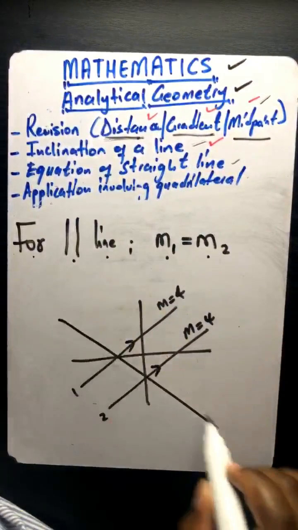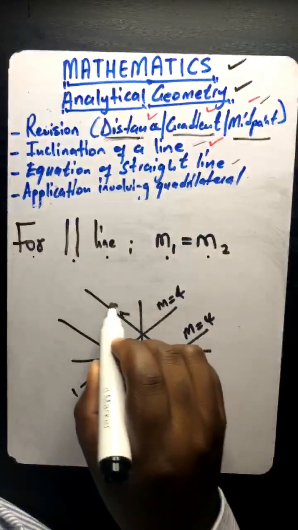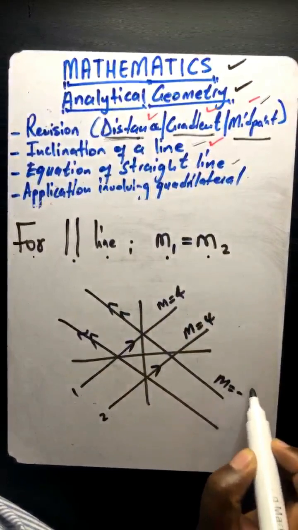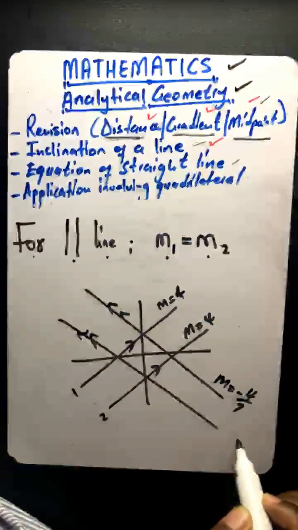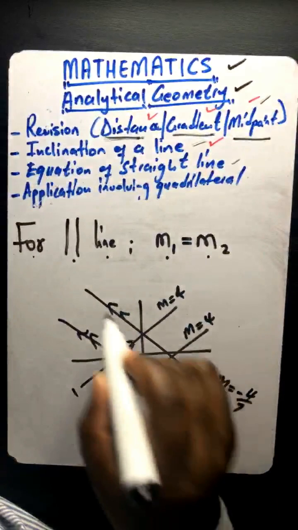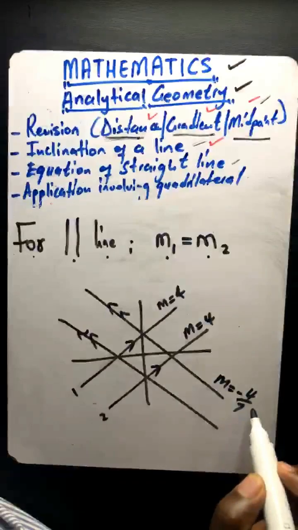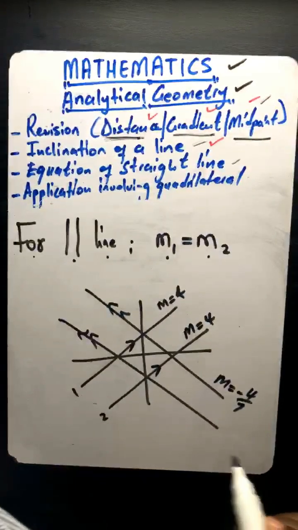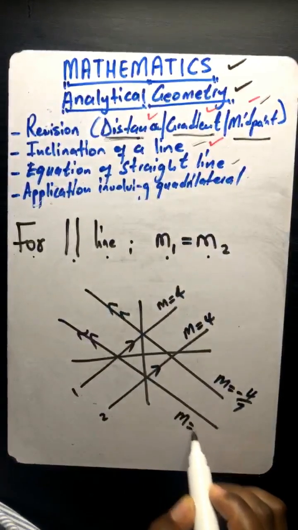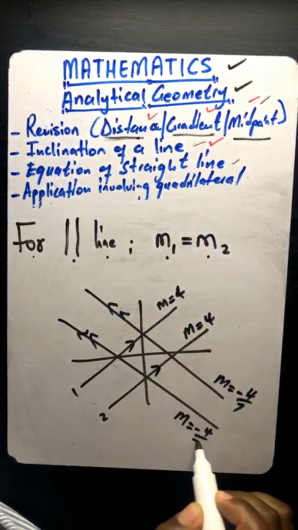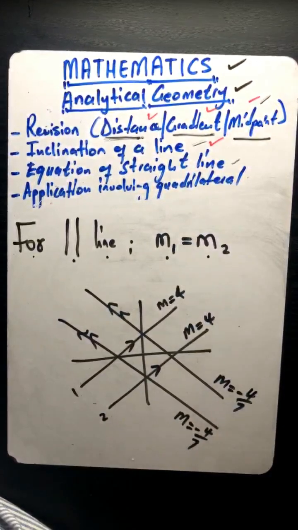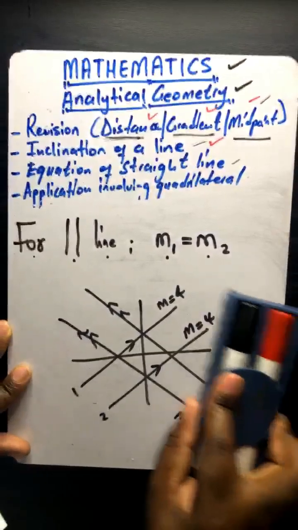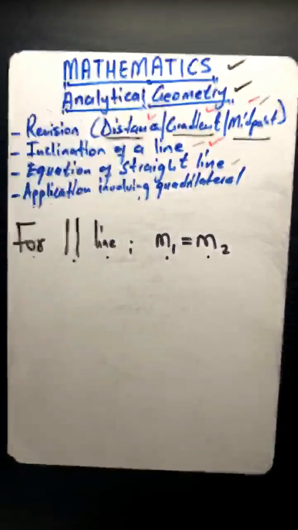It doesn't matter whether the lines are in that direction. What matters the most is that for this line you are expecting a negative gradient, meaning if the gradient of that line is that, and they say this line is parallel to that line, automatically the gradient of this line is equal to that gradient. I'm pretty much sure that everyone understands that part. You will notice how the examiner can try to be tricky.